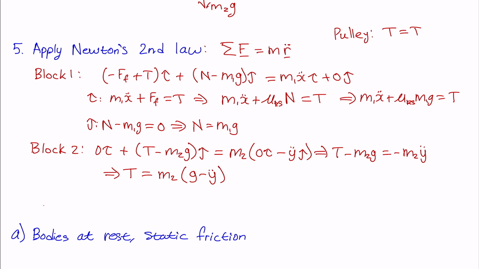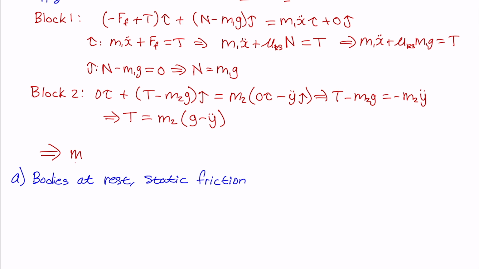And then from there, we can plug in for the tension in our equation of motion for X double dot, or for X, and we'll get M1 X double dot plus mu KS M1 G equal to M2 times G minus Y double dot. We'll leave it as that for now.